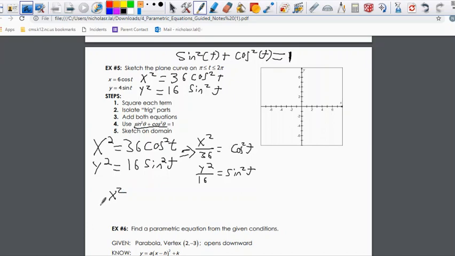we should say that x squared over 36, which is equal to the cosine squared of t, plus y squared over 16 is equal to 1, in the same way that the cosine squared of t plus the sine squared of t is equal to 1. The cosine is going to match up with x squared over 36. The sine is going to match up with y squared over 16. And it's all equal to 1.